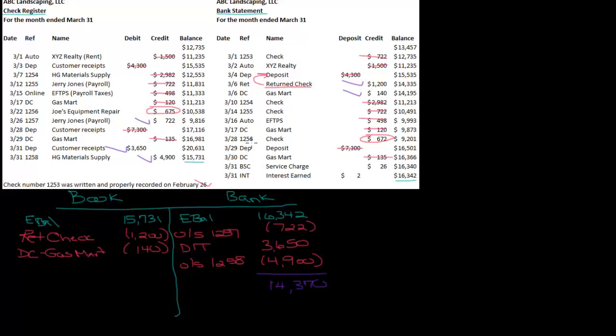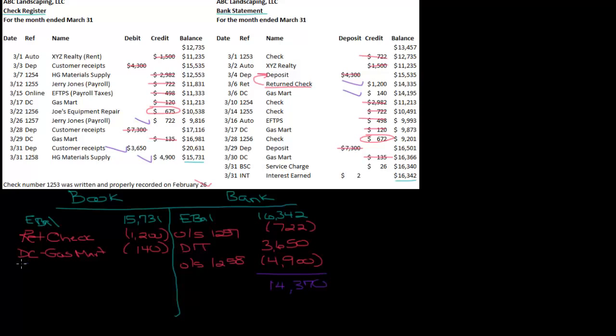Okay. Now I have this issue with the check. So remember, check number 1256, we recorded it, let's see, I circled it. We recorded it for $675 and it actually cleared for $672. So that means that I've got $3 more recorded here than I do on the bank side. So I need to add $3 back.